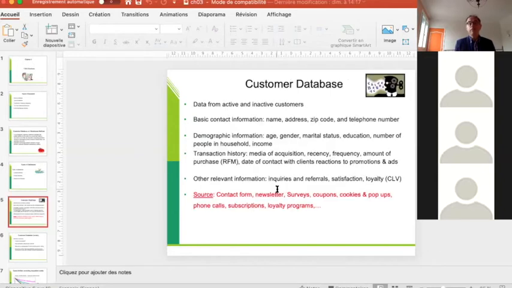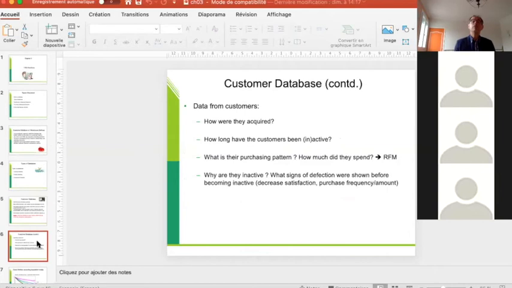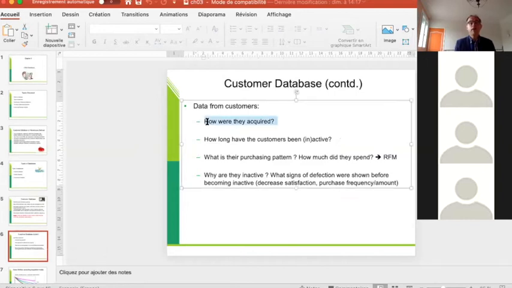The higher the amount of purchase, the higher the frequency, the higher the recency, the better the customer will be, the higher will also be the customer lifetime. A customer with a high RFM score will be a top customer, whereas a customer with a bad RFM score is a bad customer. And that is why this transactional data and purchase patterns help you to detect customers who are on the point to defect. First question, how they were acquired.